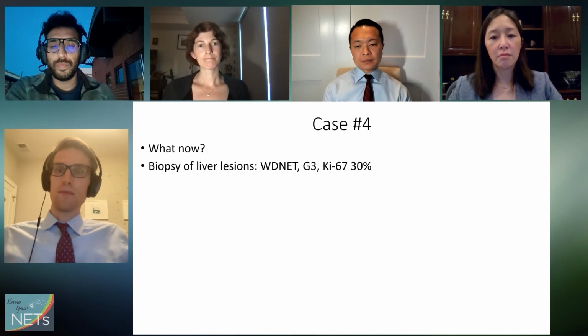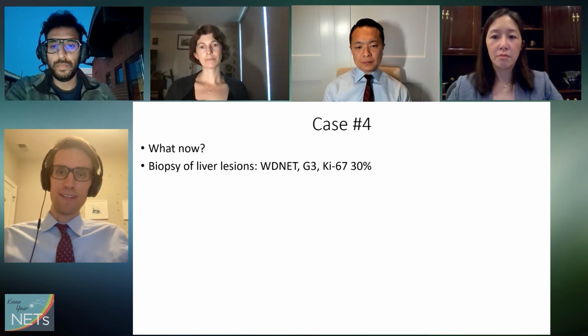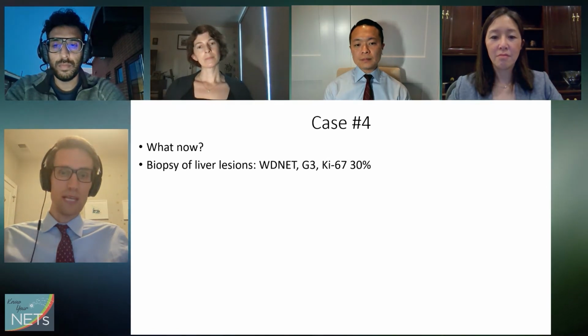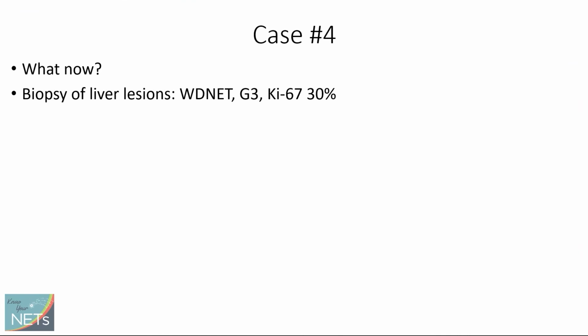So in this case, we did a repeat liver biopsy, actually our interventional radiology colleagues did this for us, and it showed this time that it was still a well-differentiated tumor, but the Ki67 was 30%, so it went from a grade 2 to a grade 3 tumor.